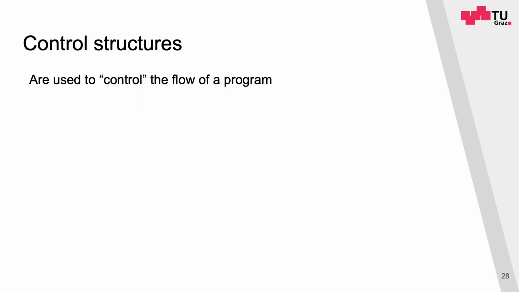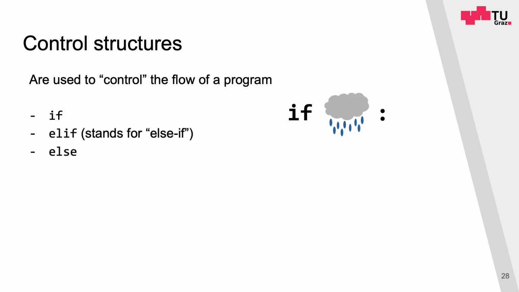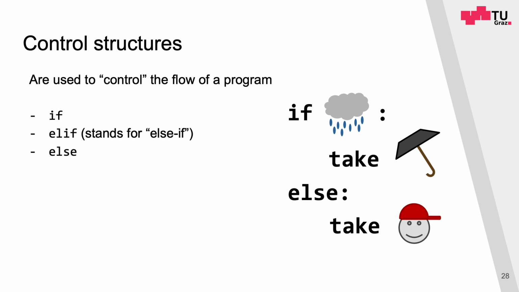Another very important concept in programming are control structures. Control structures are used to control the flow of a program. In Python, we have 3 control statements available, namely if, elif, which stands for else if, and else. An if-else statement in programming is a conditional statement that runs a different set of statements depending on whether an expression is true or false. For example, we could say, if it is raining, then take your umbrella, otherwise take your snapback with you.